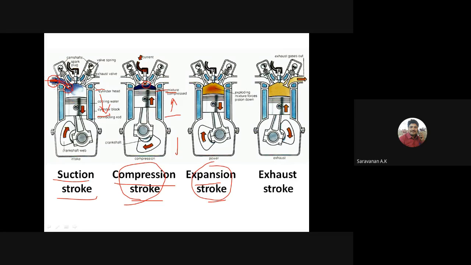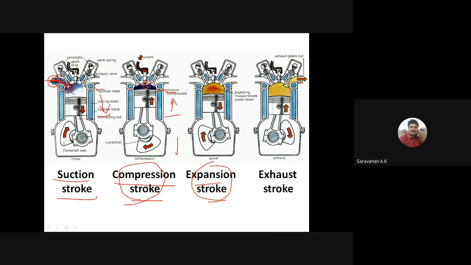Due to the high pressure, it pushes the piston towards the BDC, right? Sorry, due to the high pressure, the piston will be moved towards the BDC. That's called the power stroke, right?